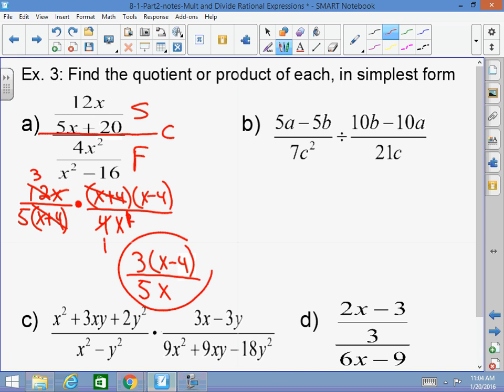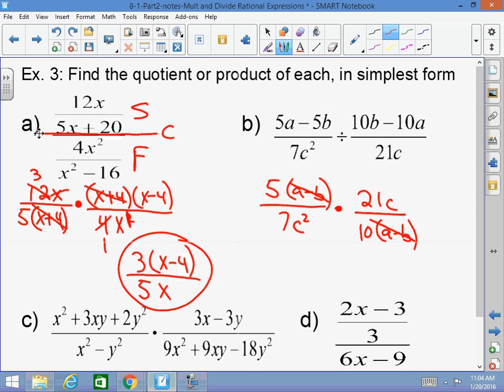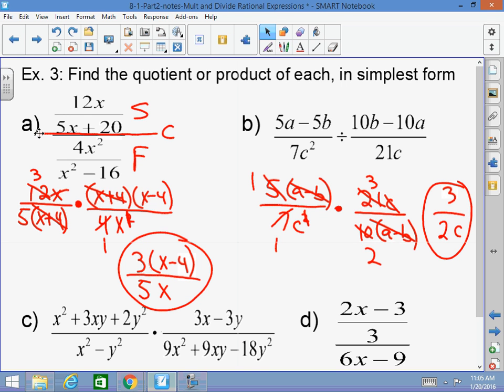5x. Stay. Change. Flip. Take out a 10 from here. I got a minus b. The a minus b's cancel. 7 goes into 7 one time. It goes into 21 three times. One of these c's goes bye-bye. 5 goes into 5 one time. It goes into 10 two times. I am left with 3 over 2c. And you just continue with the same procedure.